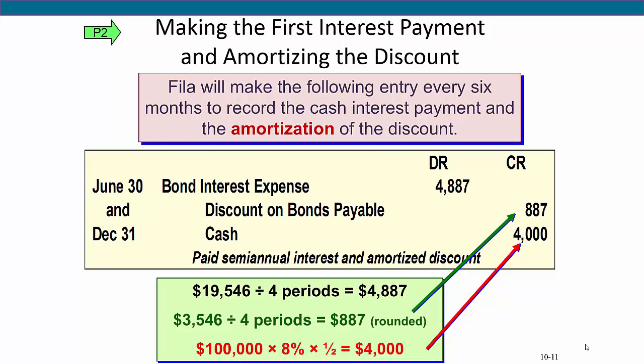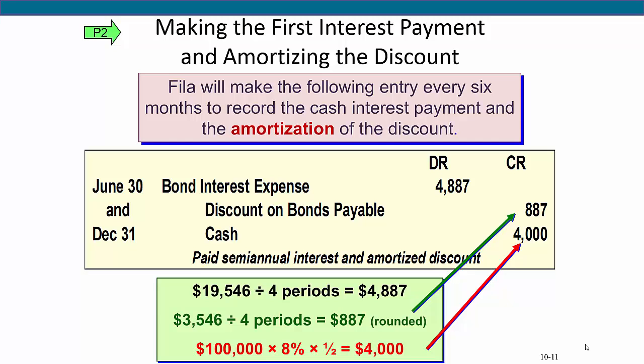Now, there are 2 ways to amortize the bond discount, but our course will keep it simple and use the straight line method. The straight line bond amortization method allocates an equal proportion of the bond's total interest expense to each interest period. To apply the straight line method to FILA's books, we divide the total bond interest expense of $19,546 by 4. Those are the number of semi-annual periods in the bond's life. This gives us a bond interest expense of $4,887 per period, rounded.